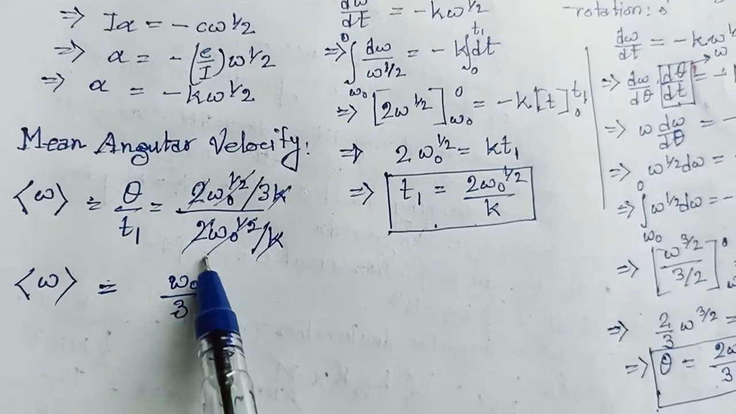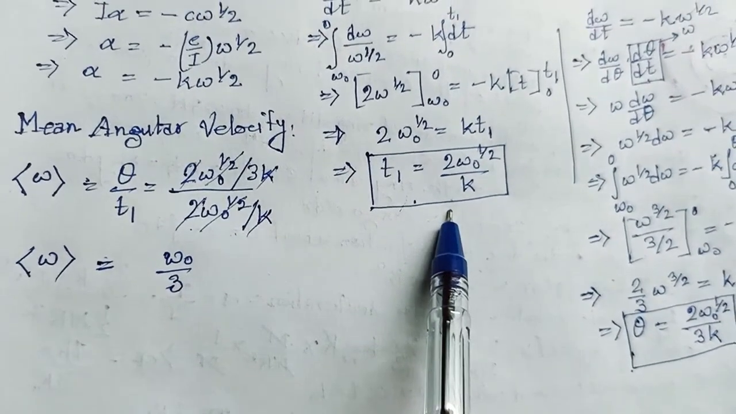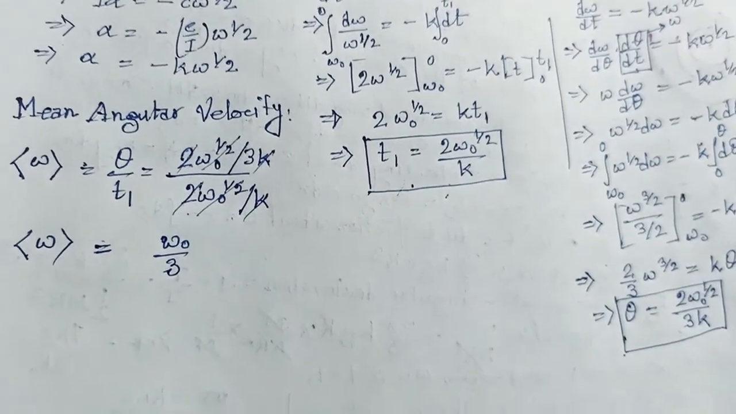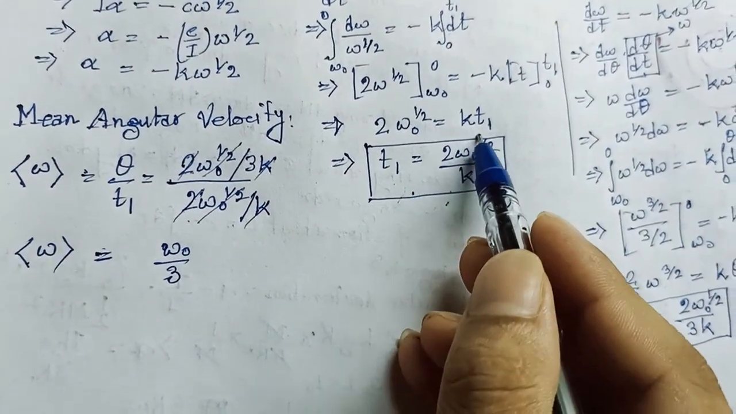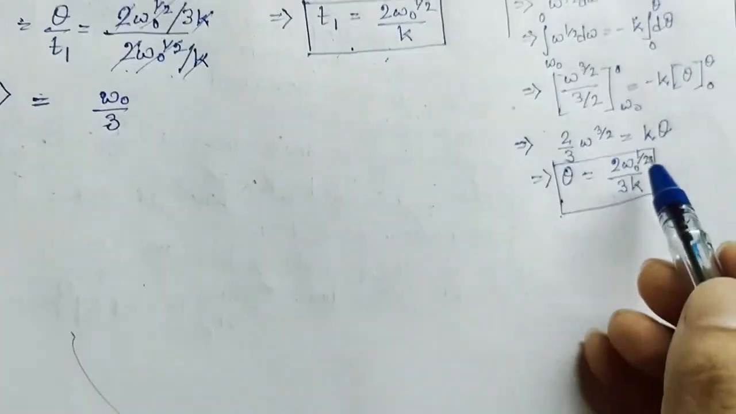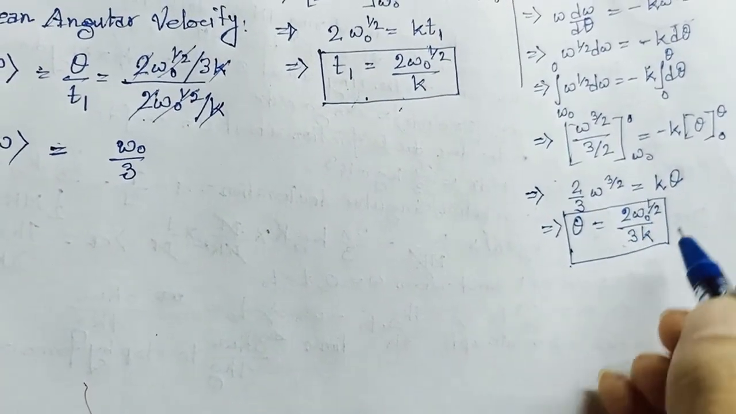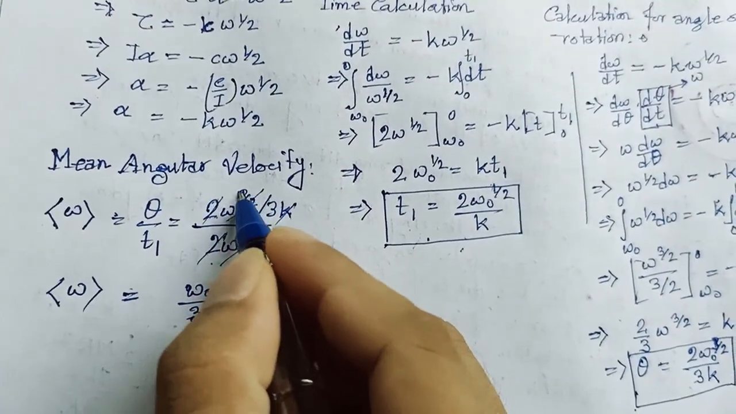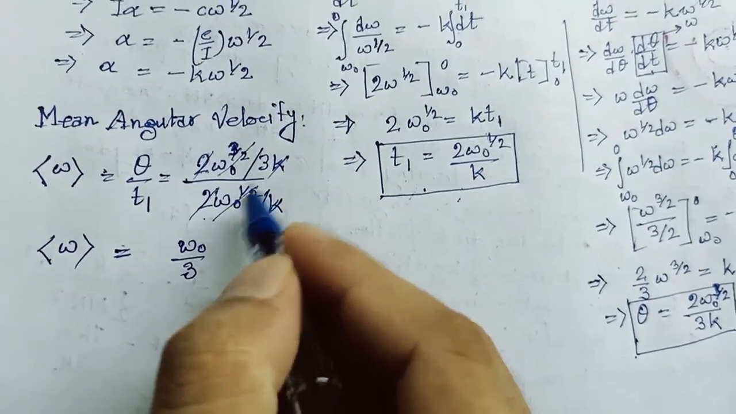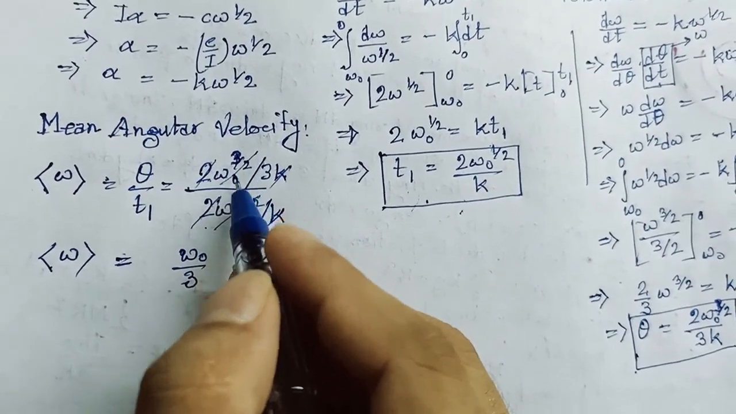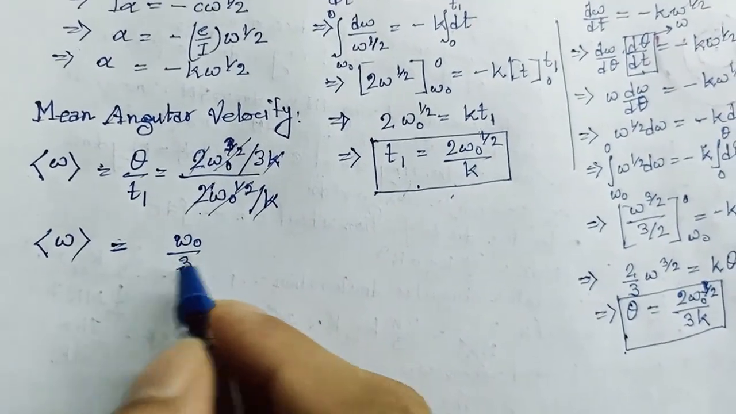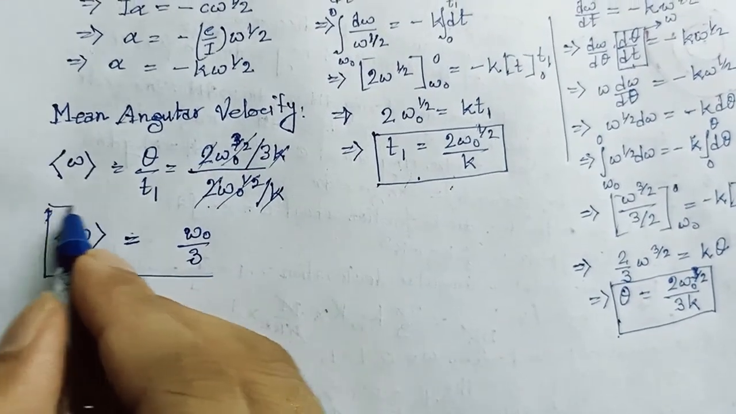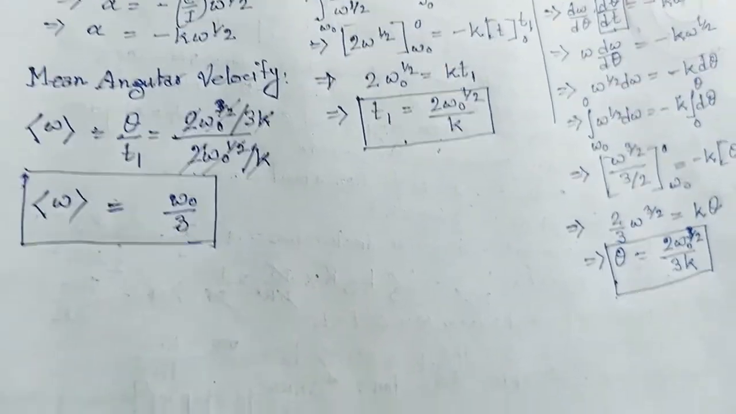Because the value of t1 is equal to 2 omega naught to the power half divided by k, and the value of theta is equal to 2 omega naught to the power 3 by 2 divided by 3k. So if you cancel one term, it will be 3 by 2 minus half equal to 1. So our average angular velocity will be omega naught divided by 3 over the entire time.